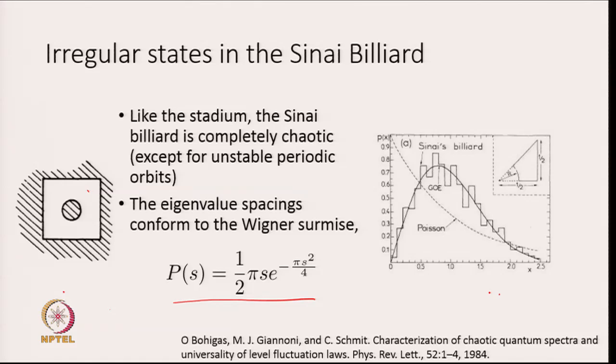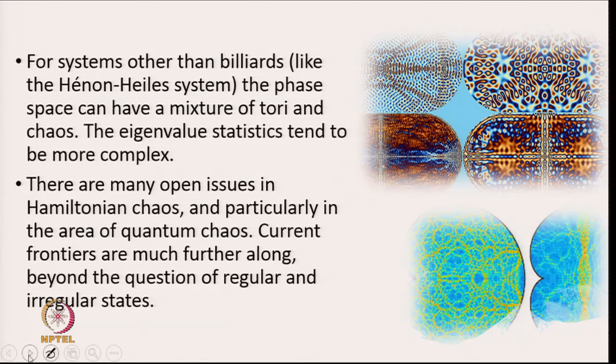Bohigas and company did not actually solve it in this enclosure. They solved it in a quarter of this enclosure, which has essentially the same features of chaos in all the orbits. So it seems that the eigenvalue spacings distributions follow these 2 extremes: the Poisson distribution on the one hand and the Wigner distribution on the other hand.